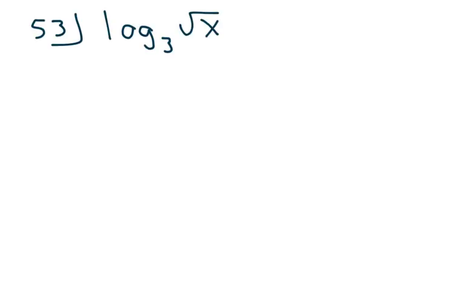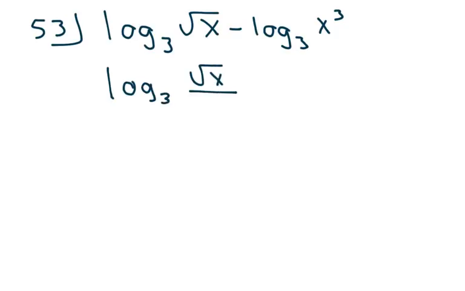53 is, where's 53? Log base 3 of root x minus log base 3 of x cubed. So basically I'm going to use my quotient property, log base 3 of root x over x cubed. And that's all for that one.